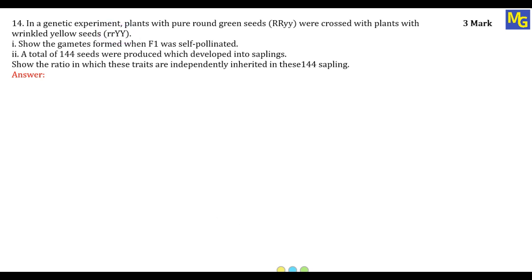So we will start with the F1 generation first. I'll write it here, F1 generation, and that is nothing but our question number 1. In the F1 generation, what we have to do is take both the plants. So here I am going to write pure round green seeds, and these are denoted as capital R, small y and small y.